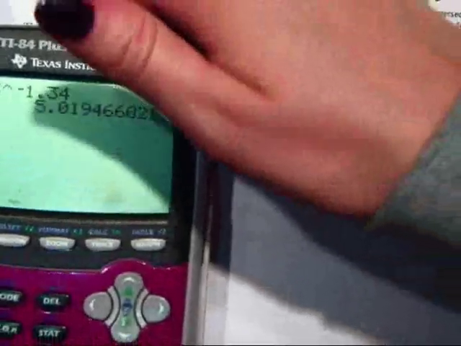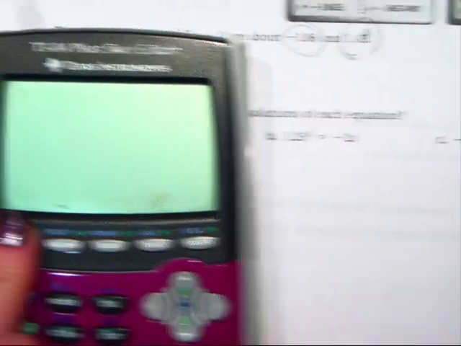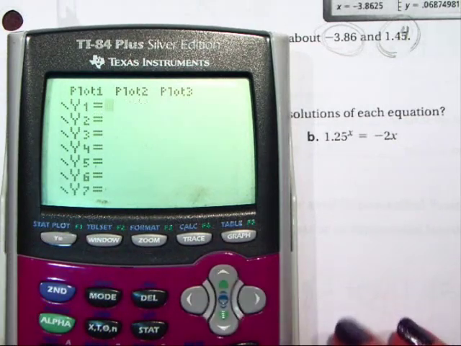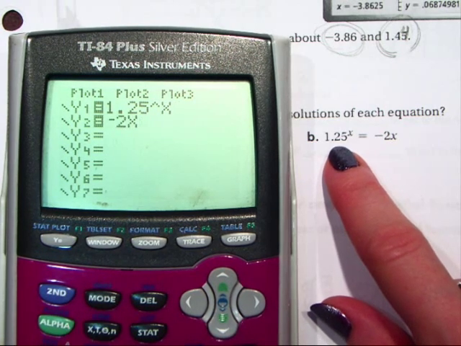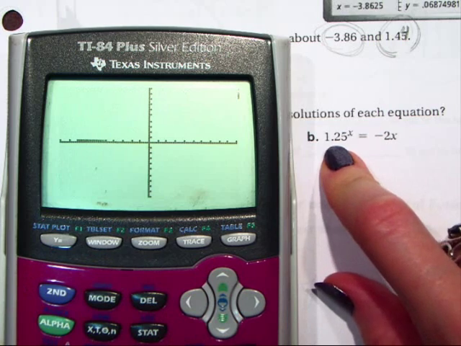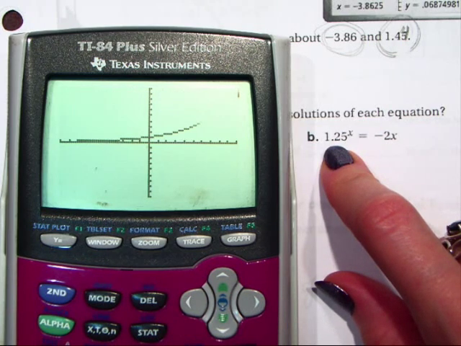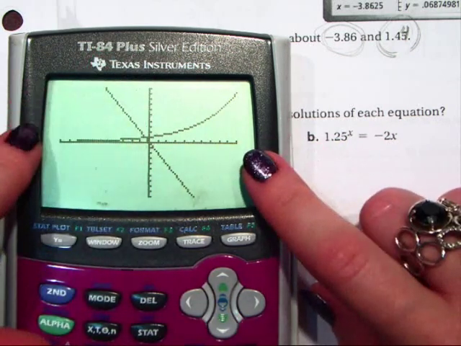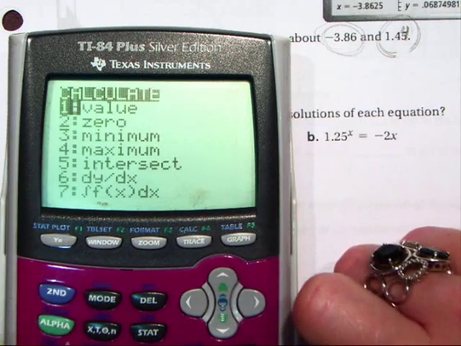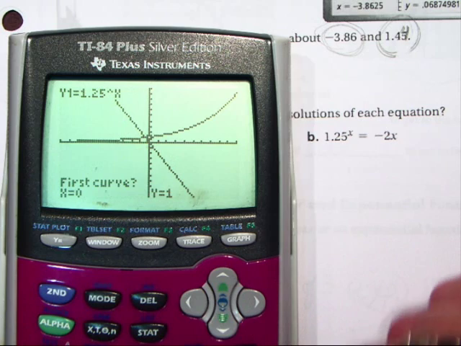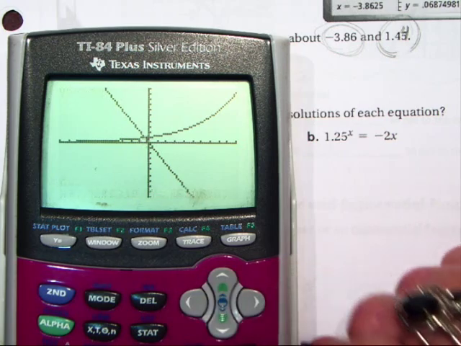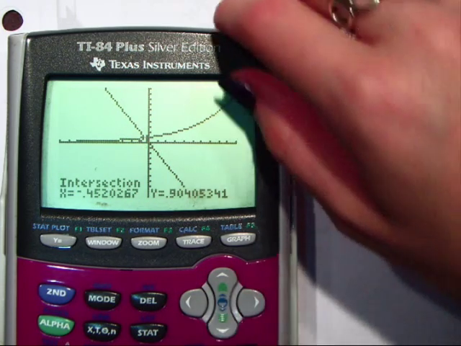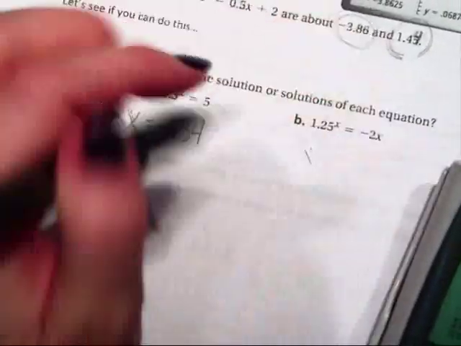Alright, watch part B. Again, you can watch this part in class if you want to. You go to y equals, clear your old ones out. You type your first equation in. You go down, you type your second equation in. You hit graph. There's your exponent graph, very slow. And there's your straight line. Watch this, you ready? I'm going to hit second calc. Number 5. Is it on the exponential graph? Enter. On the straight graph? Enter. Take a guess. Enter. Negative 0.45 is my x value. Now remember, that's rounded.